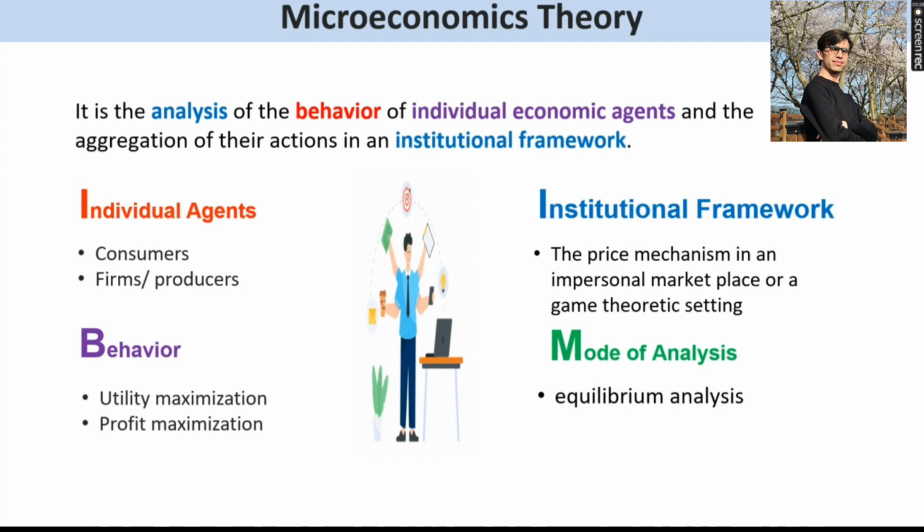So how do they behave in the market? What is their behavior? Consumers want to maximize their utility. So the behavior of consumers is utility maximization. And what the producers do is they try to maximize their profit. So the behavior of producers is profit maximization.